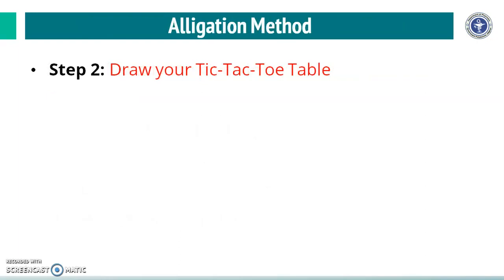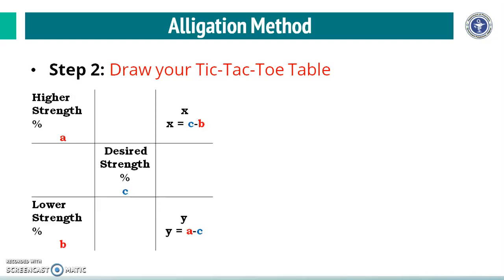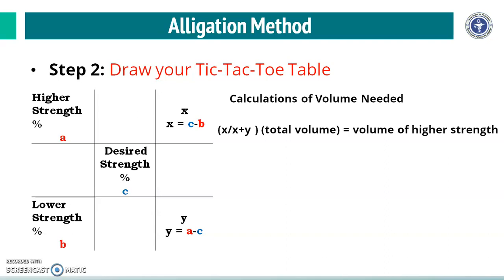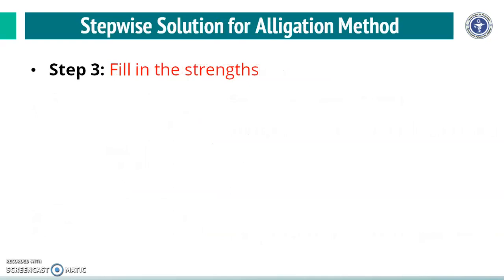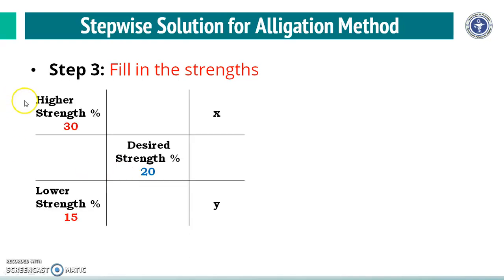Second step, you have to draw your tic-tac-toe table. You can remember from previous slides that we have to come up with a tic-tac-toe table. So this is a tic-tac-toe table, and you can calculate the volume needed by using these formulas. Now step 3 is to fill in the strengths. So in a tic-tac-toe table, you have to fill in the strengths. The higher strength is 30, lower strength is 15, desired strength is 20.